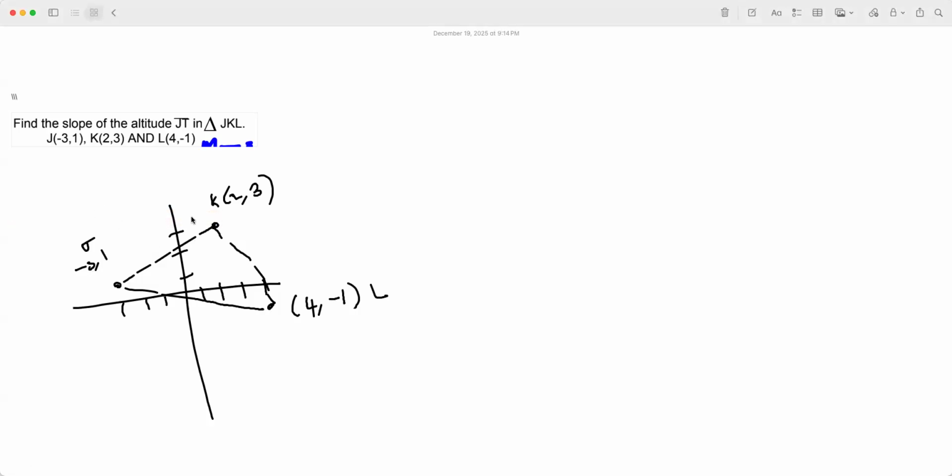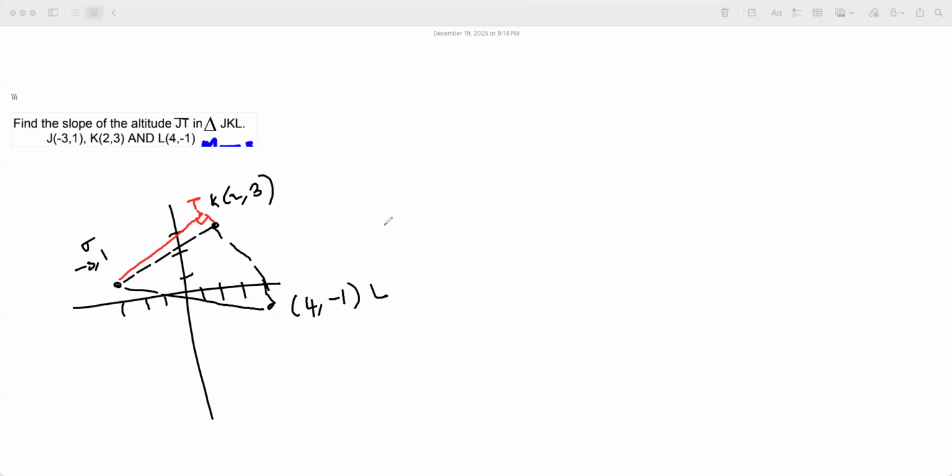Okay, let me draw it for you. This is the altitude. It's a little messed up, my diagram is. Hold on. This is the altitude. How do you find the slope of JT, which is the altitude of the triangle, considering KL is the base? How do you find it?